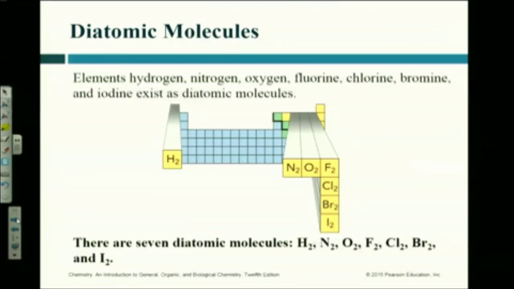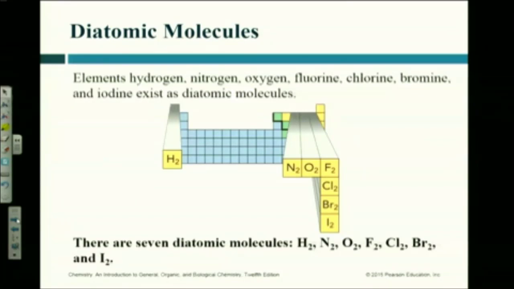So, there are 7 elements that do this. Here's how you remember this. It's on the periodic table. The number 7 plus hydrogen. So you have nitrogen, oxygen, fluorine, chlorine, bromine, iodine. Plus hydrogen. So across the top, nitrogen, oxygen, fluorine, chlorine, bromine, iodine. Then hydrogen. So 7 of them behave as diatomic molecules.